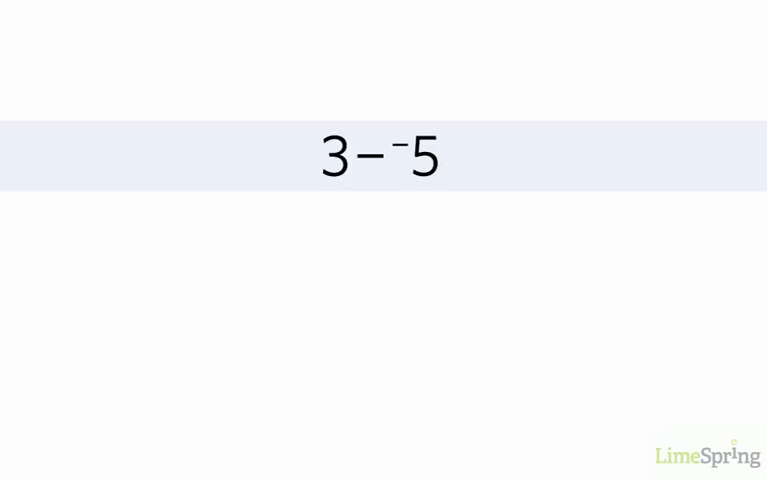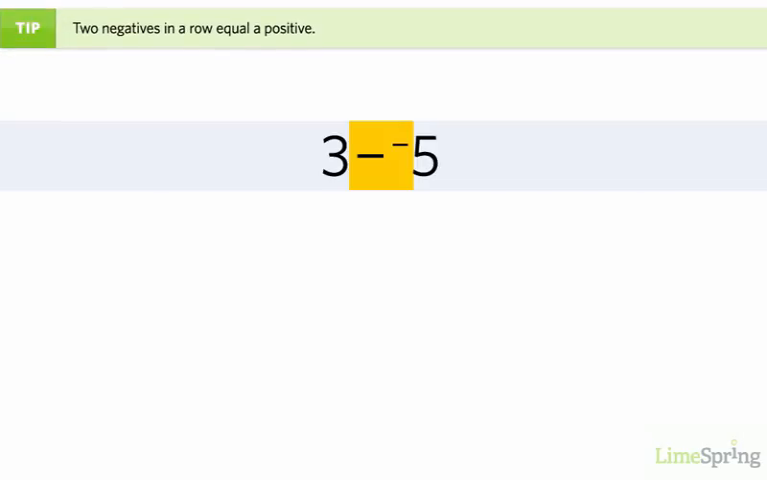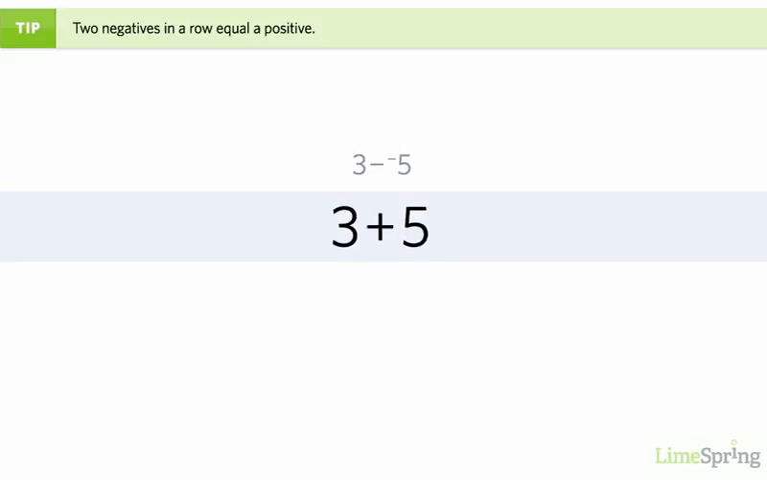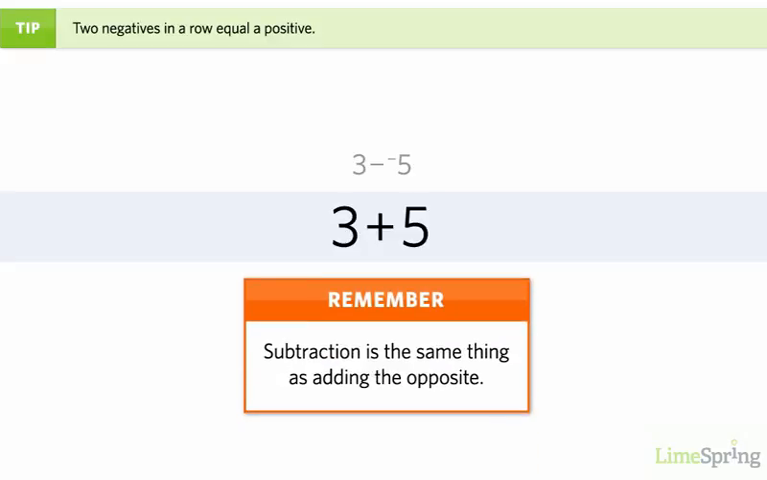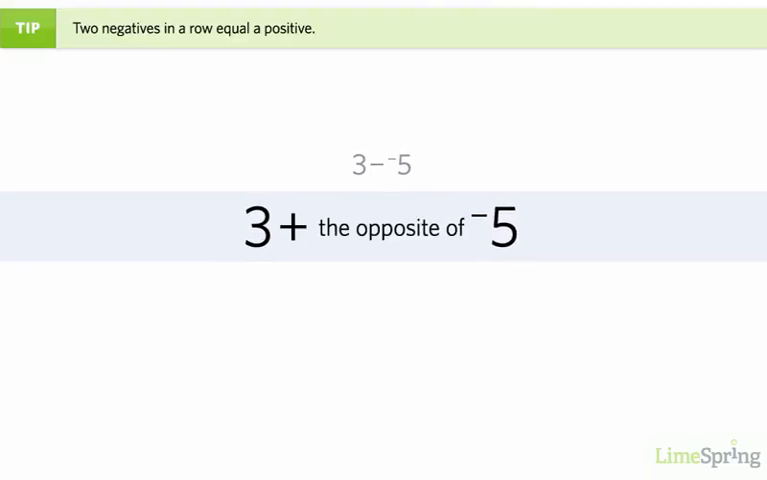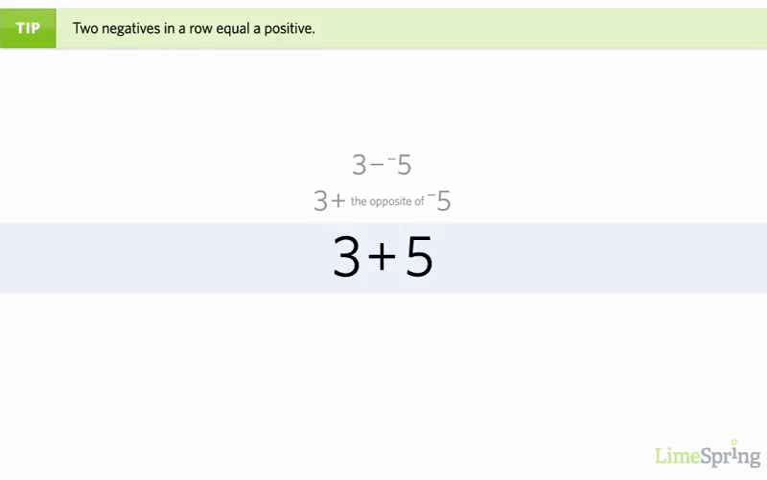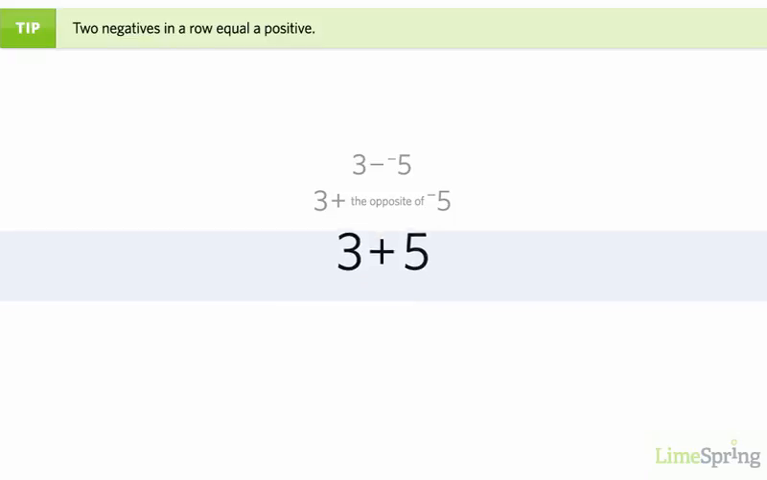As I said, this problem may look tough, but here's a trick that will make it an easy one. Whenever you see subtraction followed by a negative sign, that is, 2 negative signs in a row, simply change them into addition. So to solve this problem, we just rewrite 3 minus negative 5 as 3 plus 5. We can do this because, as we discussed earlier in the lesson, we can rewrite subtraction as adding the opposite. Therefore, when we subtract negative 5, we are simply adding the opposite of negative 5. And the opposite of negative 5 is positive 5. And now that we have rewritten 3 minus negative 5 as 3 plus 5, it's easy to see that the answer to this problem is 8.